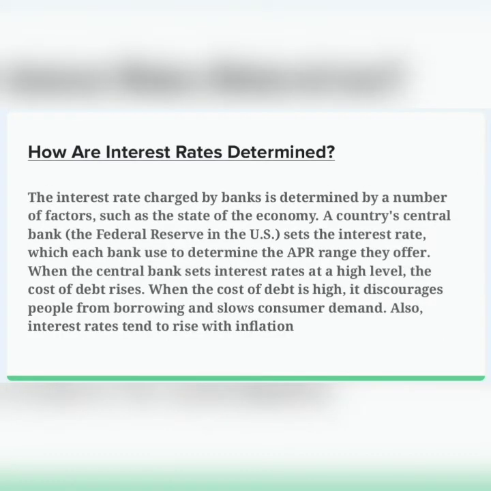How are interest rates determined? The interest rate charged by a bank is determined by a number of factors such as the state of the economy. A country's central bank sets the interest rate which each bank uses to determine the APR range they offer. When the central bank sets interest rates at a high level, the cost of debt rises. When the cost of debt is high, it discourages people from borrowing and slows consumer demand. Also, interest rates tend to rise with inflation.